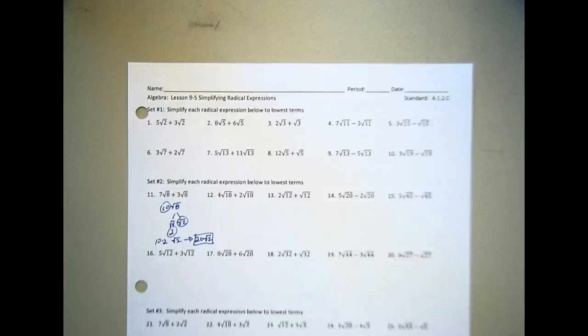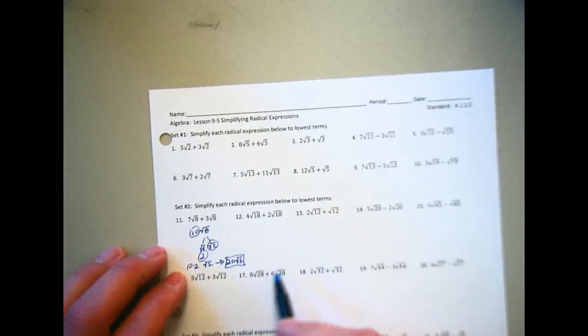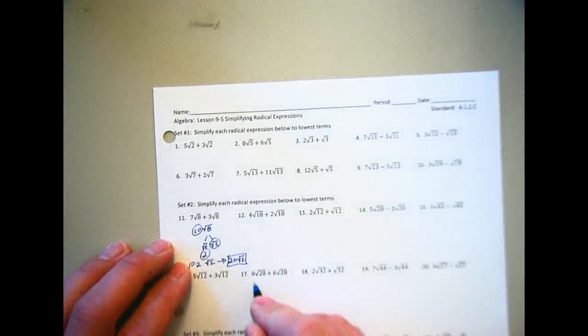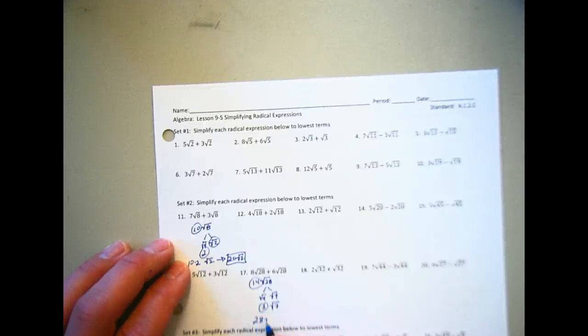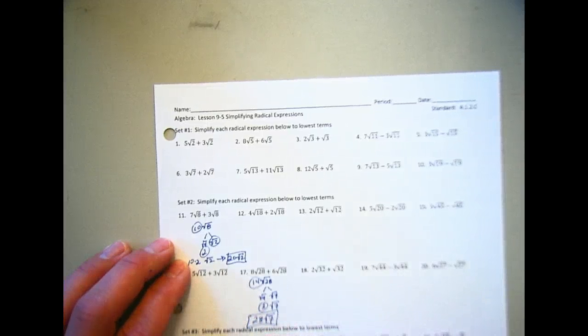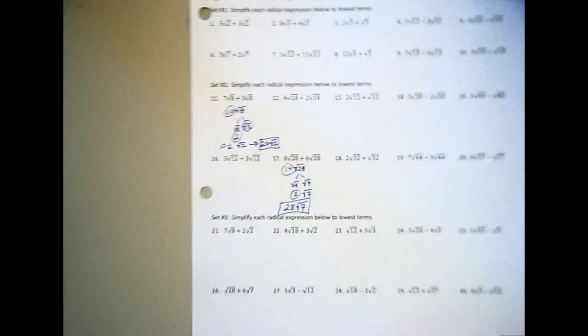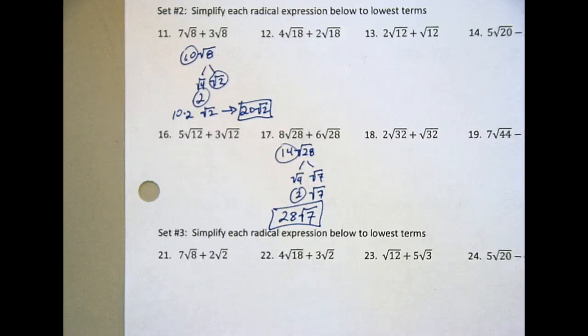Caden. I got 28 root 7 on 17. Well, let's check it out. I might have something wrong on the key. So it looks like 8, and so we get 14 root 28, and that becomes root 4 root 7, 2 root 7, and 14. So 28 root 7. That was wrong. Okay, so I'll fix that on the key. 28 root 7. Sorry you didn't see that work. Good job. So we check 17. It should be 28 root 7. Holy moly.